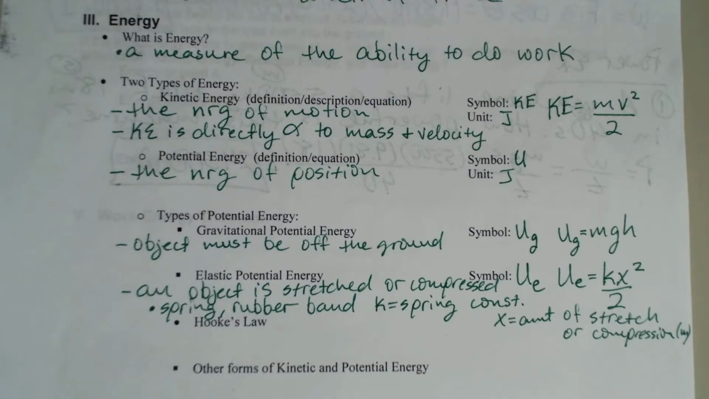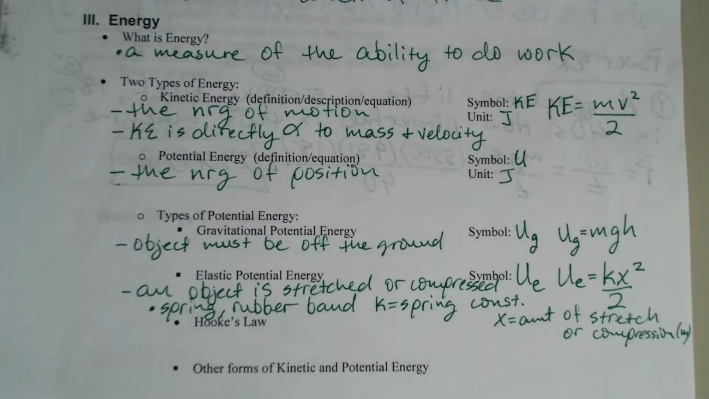A lot of times they like to give it to you in problems in centimeters, and you have to convert it to meters. So you need to remember that there's 100 centimeters in a meter. So if they give you centimeters, you need to move the decimal or the imaginary decimal place over 2 places to the left, or divide by 100. I said that wrong earlier. K is the spring constant.